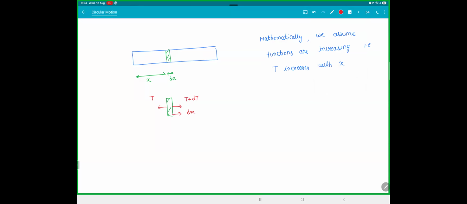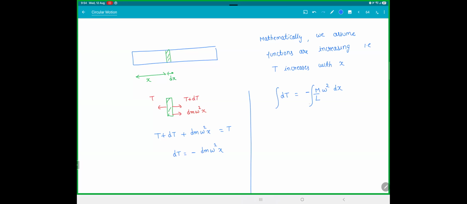The centrifugal force is dm omega square x. That's it, there is no other force. You can clearly see here t plus dt plus dm omega square x is equal to t. There I got dt negative. I thought it was positive, it will increase, but actually it comes out to be negative. The science took care of itself. And then what is dm? Total mass by total length into dx.